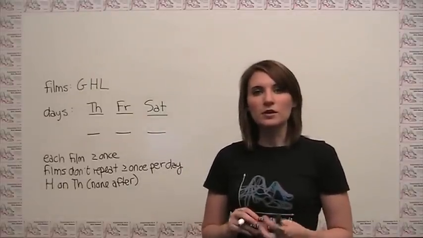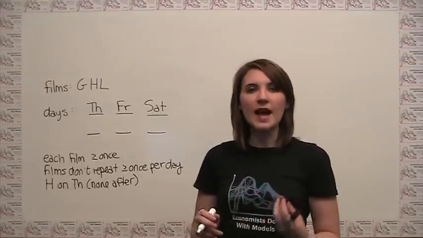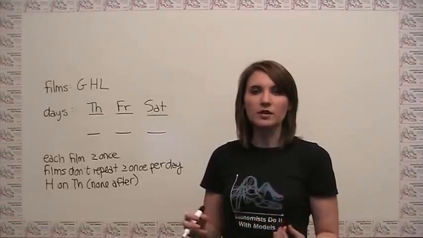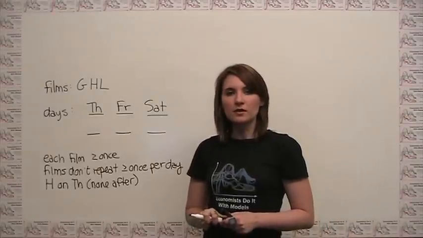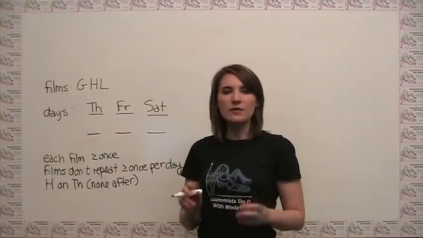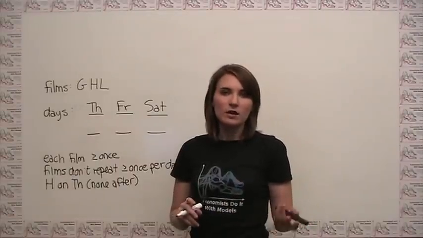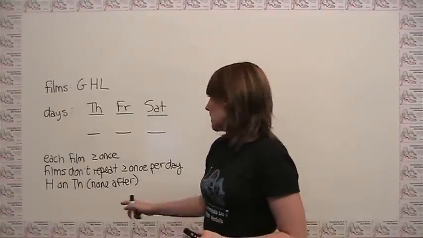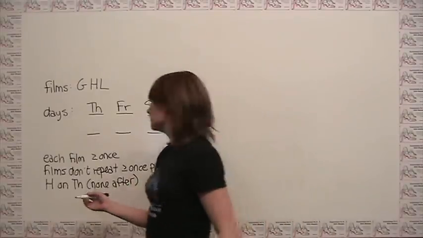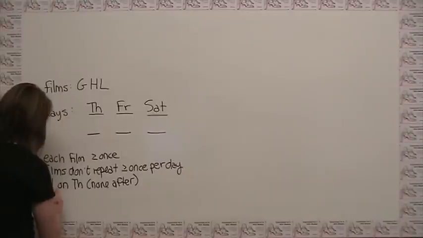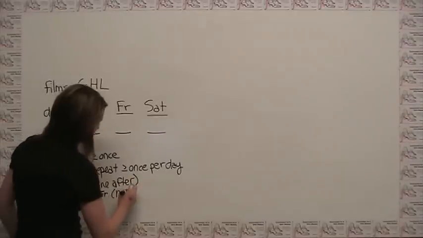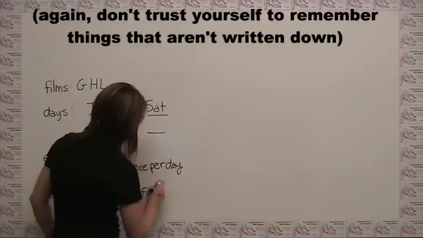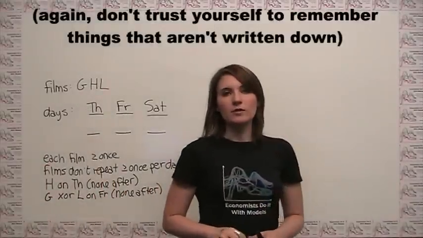Typically with an or, A or B, as long as at least one of them is true, the whole thing is true. Here when we say one or the other but not both, we're talking about this exclusive or, and we can have exactly one of them, but not both. In words, that's pretty clear. In logical shorthand, we can write that we either have G XOR L on Friday and none after. Just a helpful way of writing that.